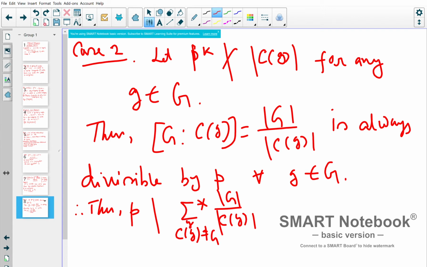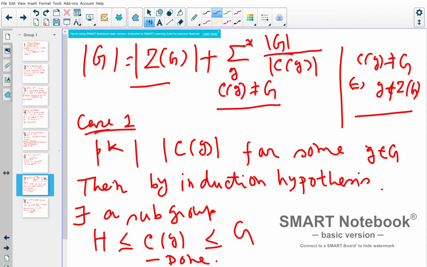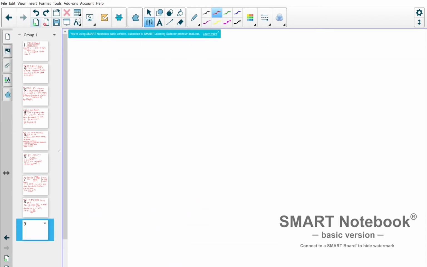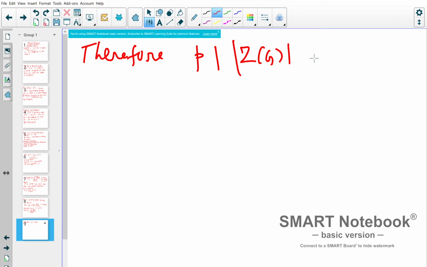Now you already know that p divides the order of the group G and p divides the sum, right? So what is the conclusion? Therefore, p divides the order of the center, right? p divides the sum and p divides the order of the group, and thus p divides the order of the center. Now I am happy. So I have a prime p which divides the order of the center.